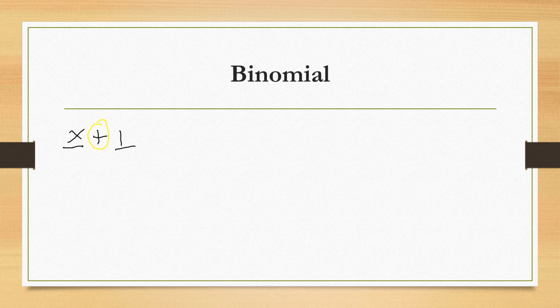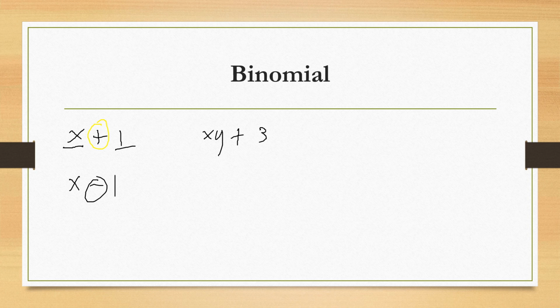So ano pa yung ibang example ng binomial? Let's say x minus 1. So dalawa pa rin yan kasi meron tayong minus dito. So yung ating term ay mabibilang natin kapag meron ng mga addition and subtraction. So yan nga po yung example, x plus 1, x minus 1. So ano pa yung another example? We have xy plus let's say 3.